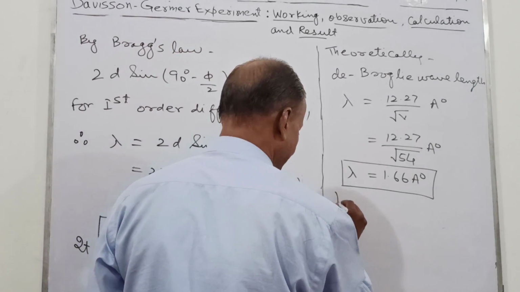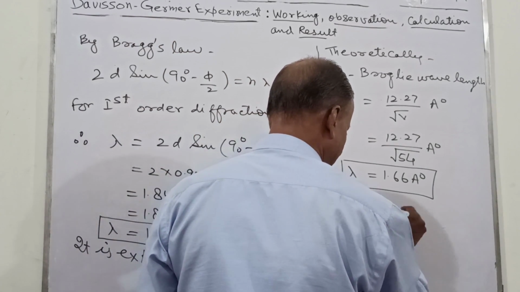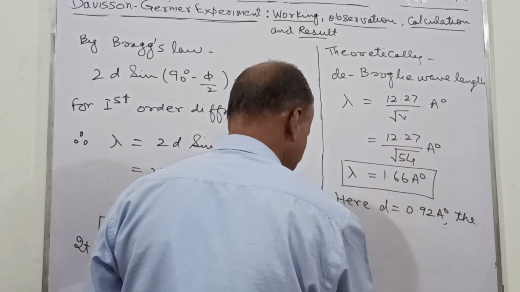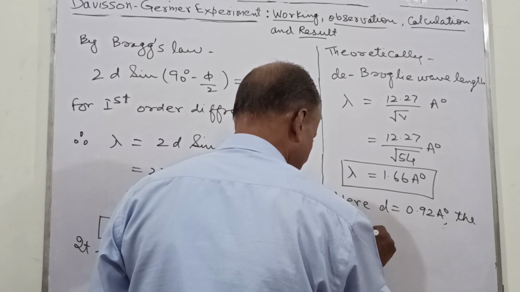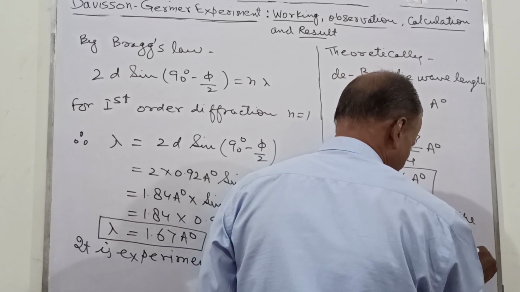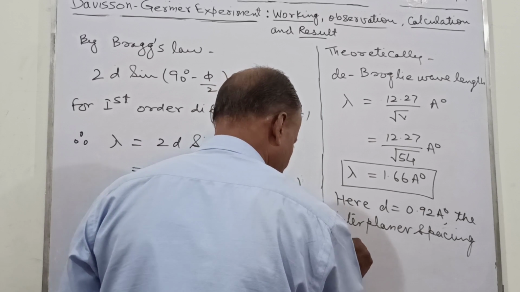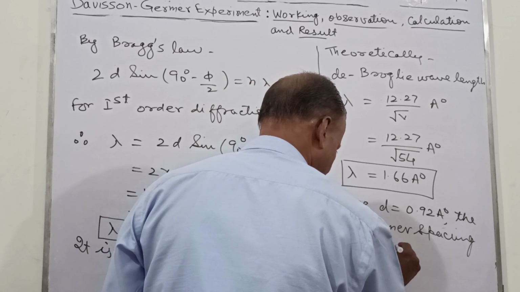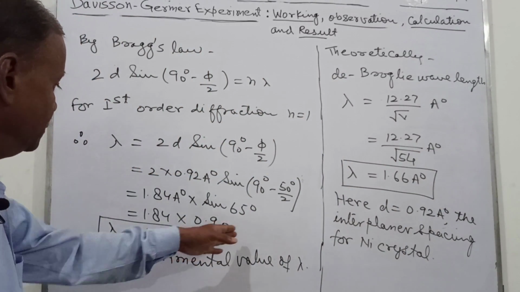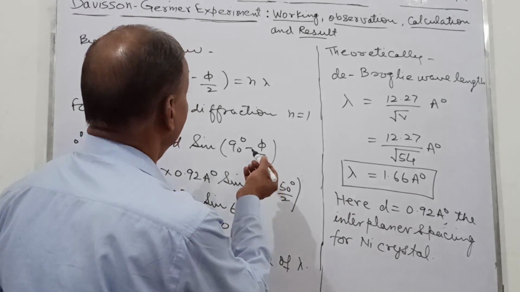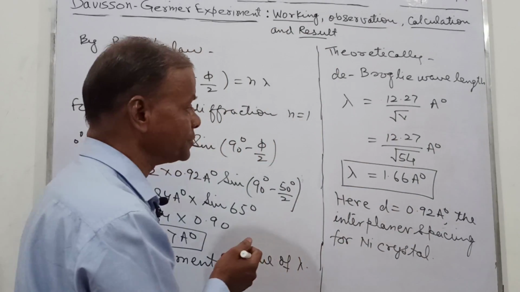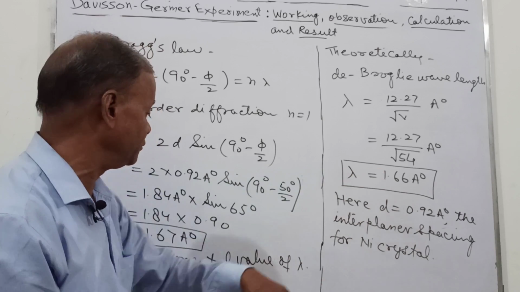Here d is equal to 0.92 angstrom, the interplanar spacing for nickel crystal. And we have known that φ is equal to 50 degrees, and V is equal to 54 volts. So this is the theoretical value, and this is the experimental value.